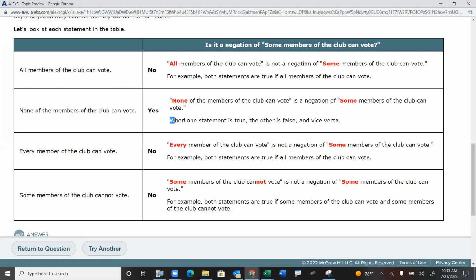When one of the statements is true, the other one has to be false and vice versa. Therefore, yes, this is a negation. Because if some members can vote, then it's false that none of the members can vote. And if it's true that none of the members can vote, then it would have to be false that some of them can vote. By the same token, the last two are also going to be false. And the author does a great job of explaining that right there.